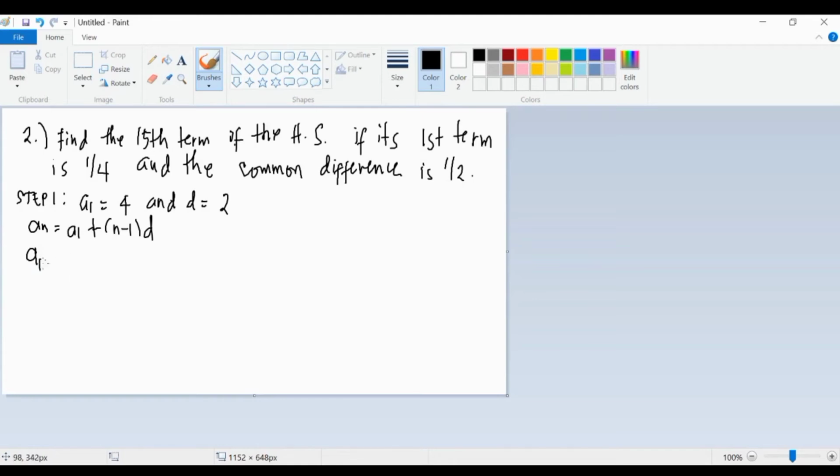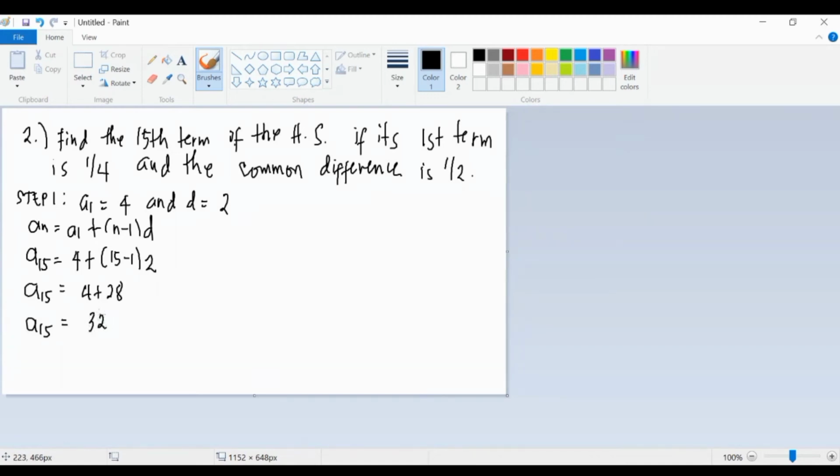So we have a sub 15 equals the first term, which is 4, plus 15 minus 1, and our d is 2. Okay, so therefore, our a sub 15, 15 minus 1 is 14 times 2, 28. So we have 4 plus 28. So our 15th term here is 32.